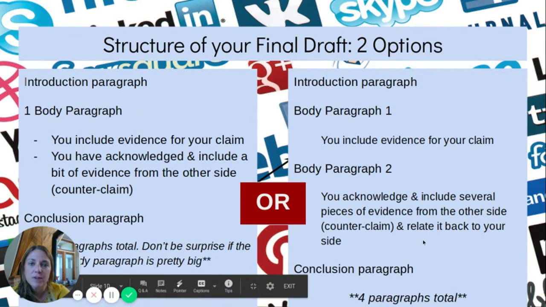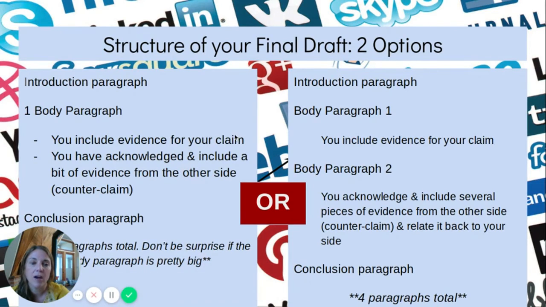So again, your options for your final draft, it can be simply 3 paragraphs where your large body paragraph is going to be the majority of it, or you can do a 4 paragraph where you've got your intro, 2 to 4 sentences, your body paragraphs, plural, and then you've got your conclusion. And remember, your conclusion should be similar to your introduction.